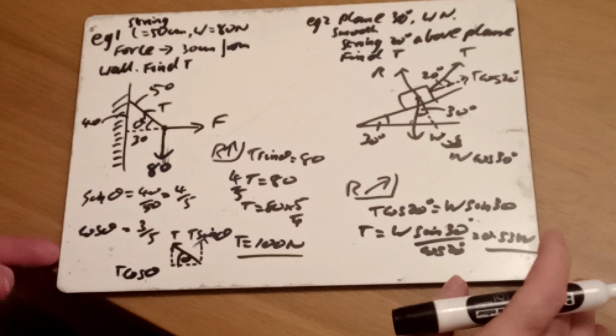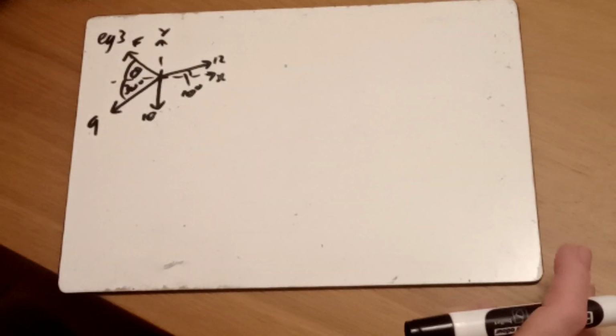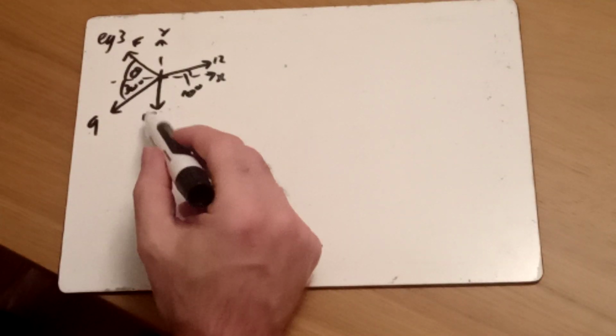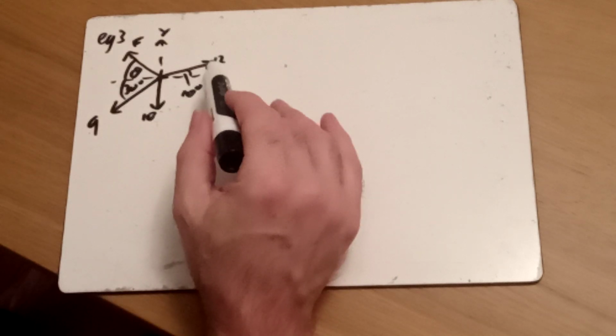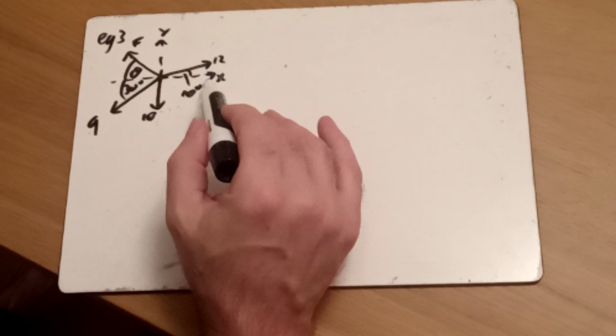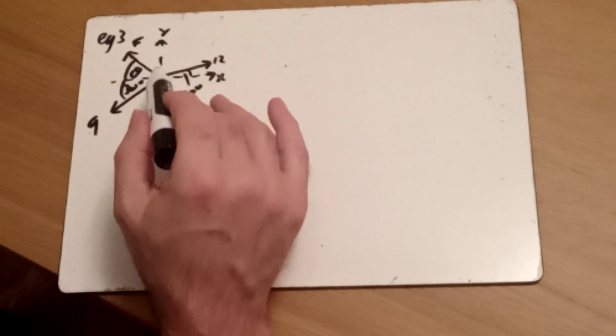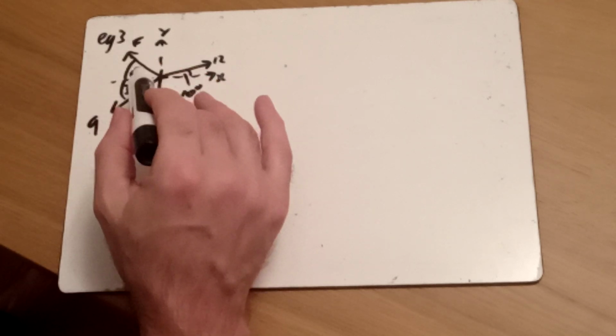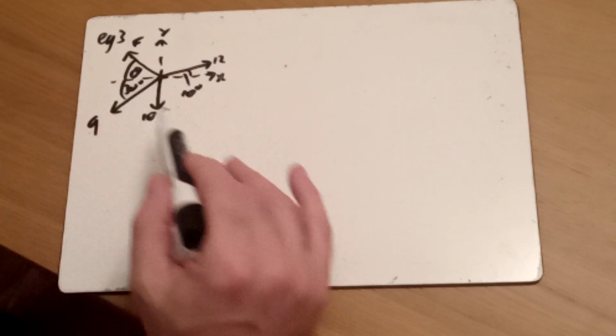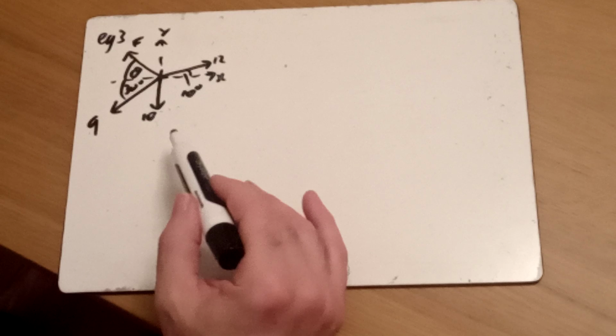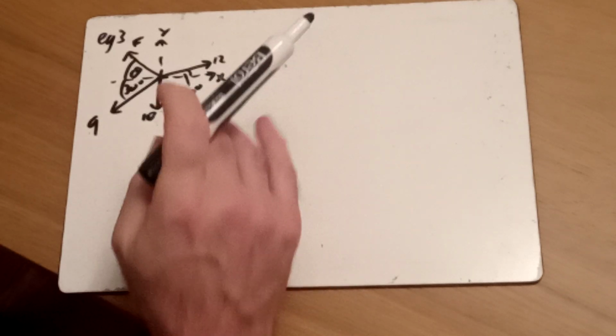Okay, last example then. Got a diagram with all these forces. I've got a 10 Newton force acting vertically downwards, got a 12 Newton force at an angle of 10 degrees to the x-axis, got the y-axis, got a force of F at an angle of theta, and a force of 9 at an angle of 30. And all the information is there.